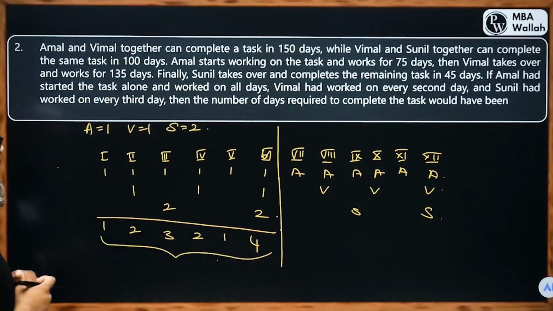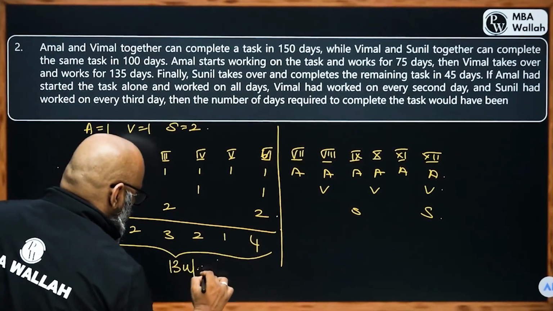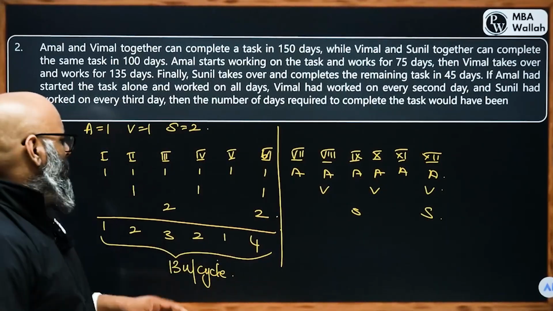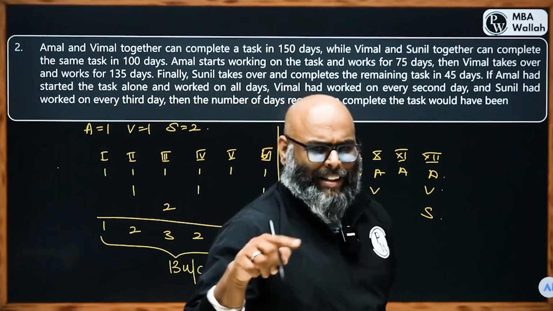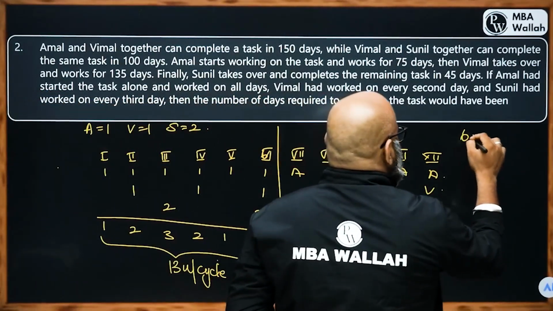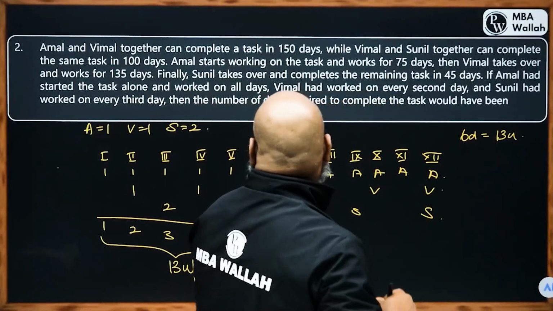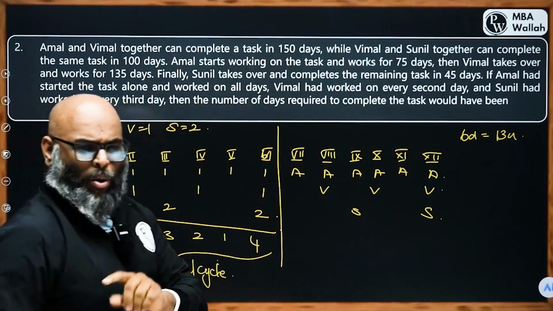1, 2, 3 is 6. 1, 2, 4 is 7. 6 and 7, that is 13 units per cycle. That's it. Now I know it is 13 units every cycle, and every cycle is 6 days. So I can say 6 days is equal to 13 units. I have to go to 300 units because that is our assumed total work. We need to go to that.